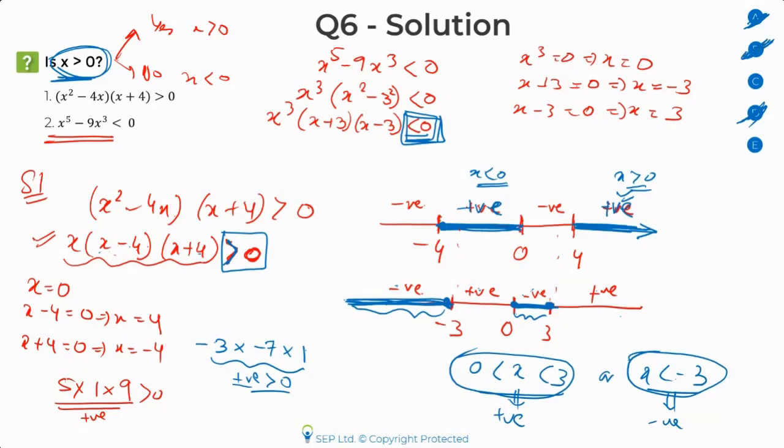It does not matter if you get 3 critical points, 5 critical points, 10 critical points. The best part about the number line method is that you can apply it to as many critical points as there are. The process is simple. Find the critical points, mark them on the number line, mark the extreme right as positive and alternate it.